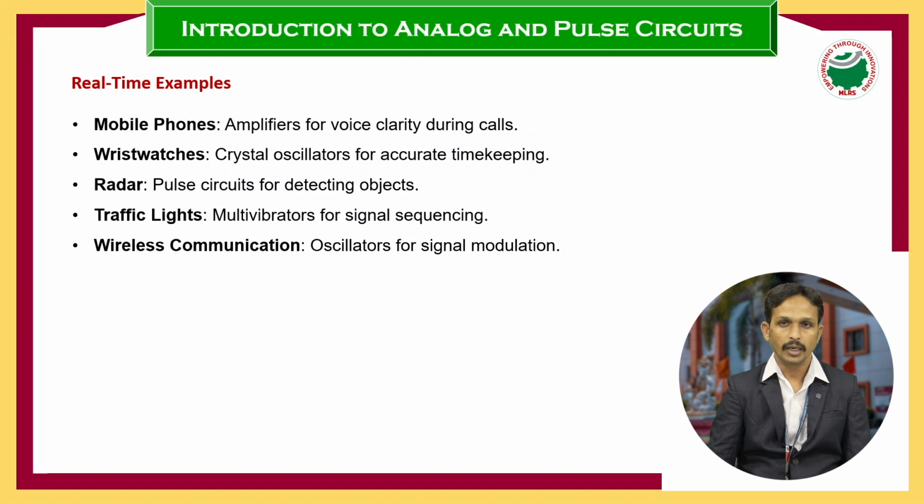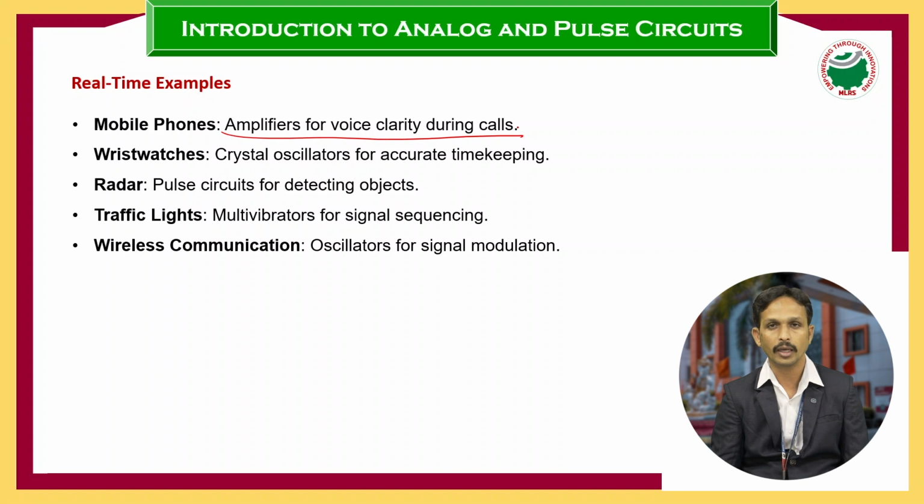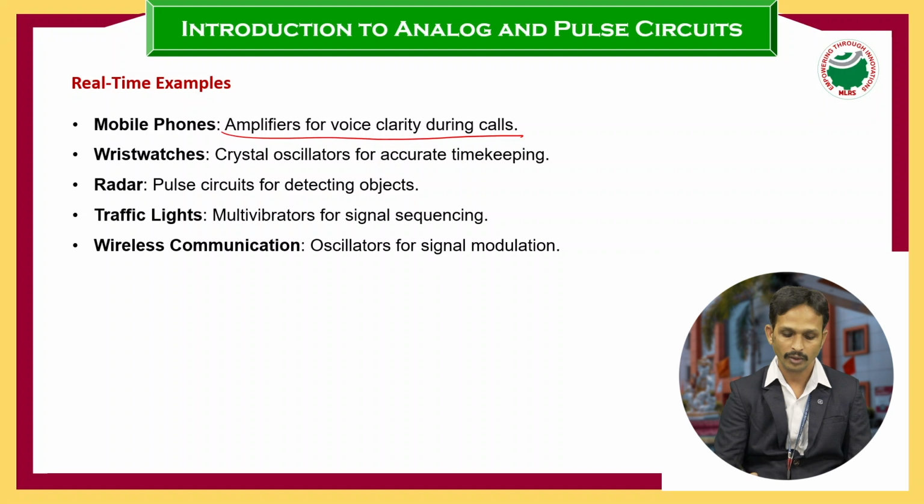And also another real time example is mobile phones. In mobile phones we have amplifiers for voice clarity during calls. If good amplification is there, the voice will be clear for both the transmitter and reception. The voice is very clear if the amplification is there, without any noise and disturbances.